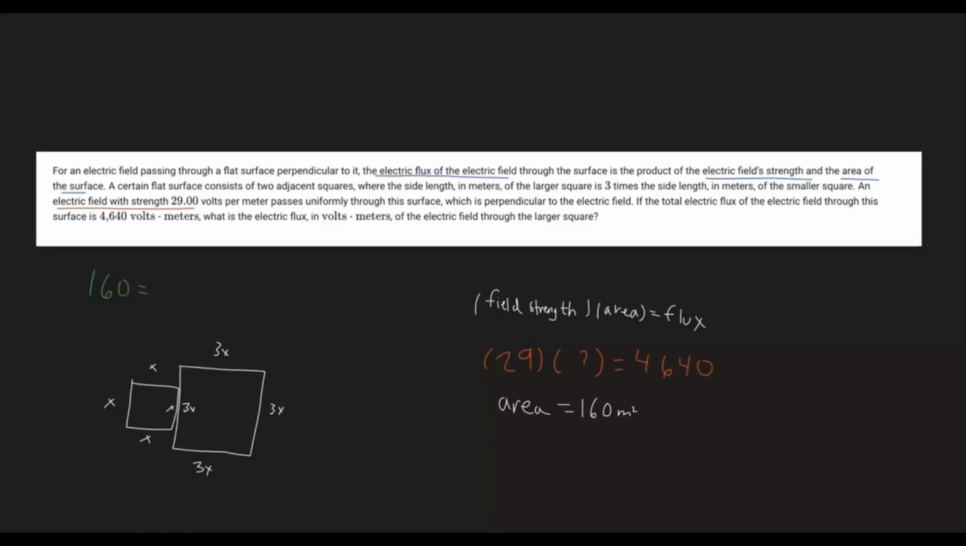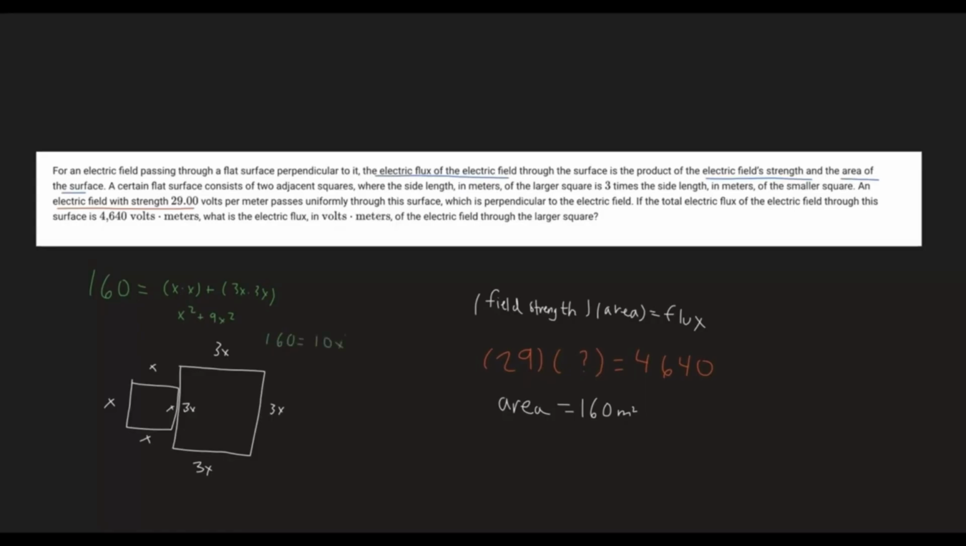To find the area, it's just length times width, right? So we have x times x. And we add this to the other square, which is 3x times 3x. And what we get here is x squared plus 9x squared. So those are like terms, right? So x squared plus 9x squared, that's going to give us 10x squared.